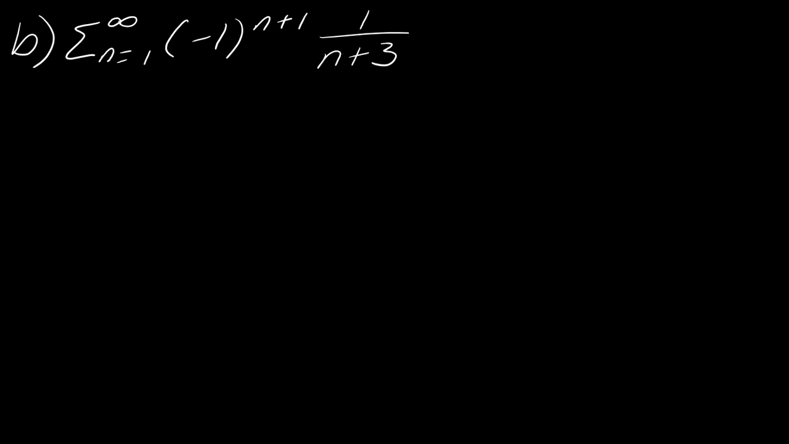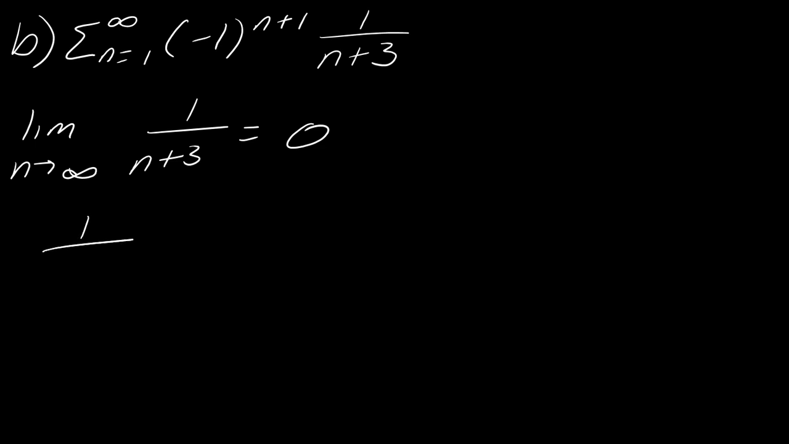So I've got the next one. In this case, same idea. We'll go ahead and note that these are all going to be positive. You can pretty easily show that the limit as n goes to infinity of 1 over n plus 3 equals 0, so we're all good there. And then I think you can also tell for this one, without needing to take a derivative, that this is non-increasing.